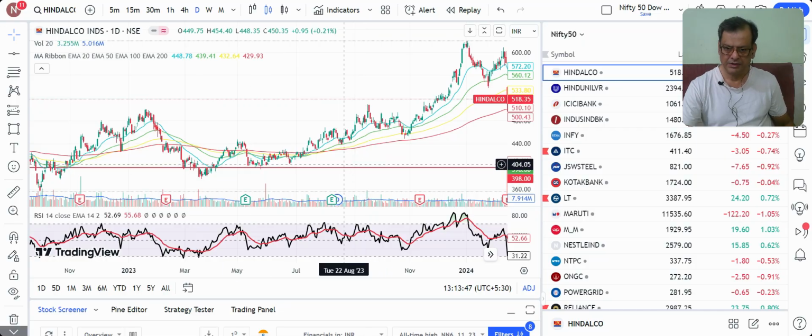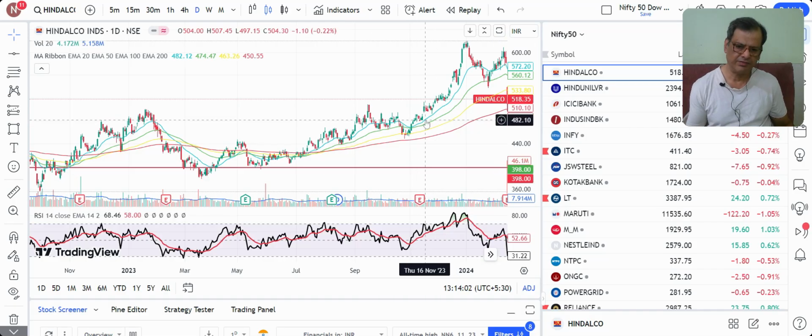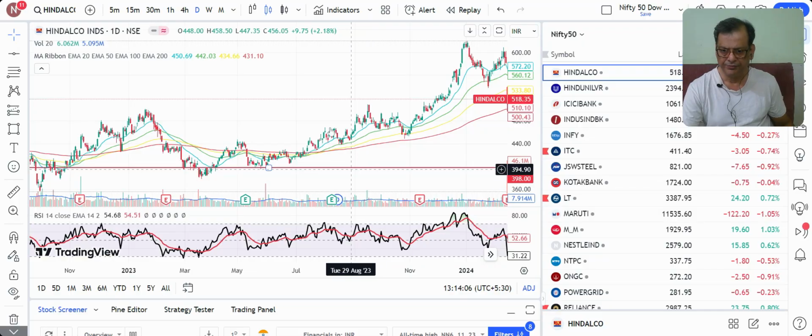Now, this support zone, remember, support is always below the price, and resistance is always above the price. But we'll talk about resistance in another chapter. Here, we'll only talk about support. So there is support here. I drew a support here.